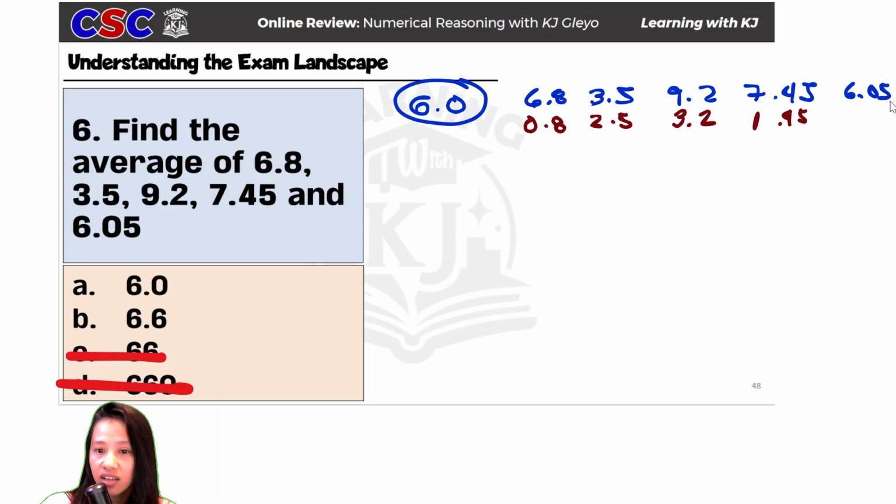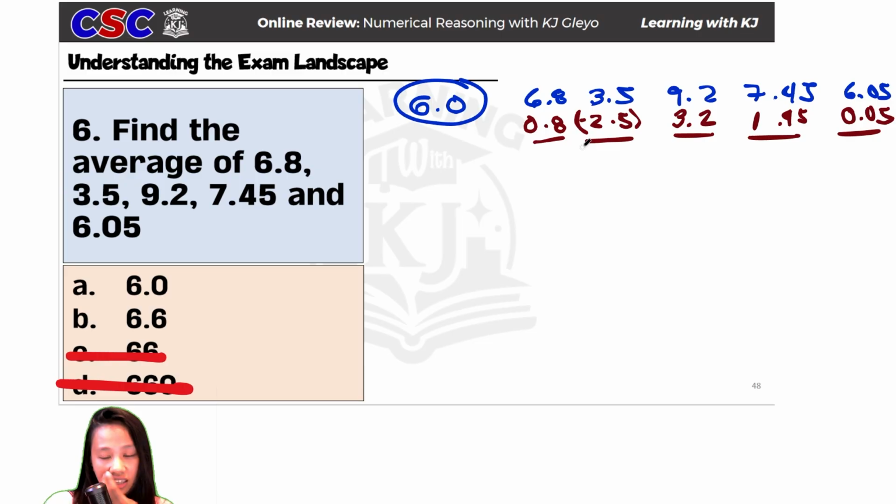And we have the next one. Ito naman siya, be careful with the 0.5. Okay, 0.5. Ito yung mga sobra. Ang 3.5 pala, kasi nga mas malaki yung 6, yung minus mo, this will become negative. Okay, lagyan ko lang ng parenthesis para separate siya. So, we have 0.8 as the first number. We have 2.5, negative 2.5, 3.1, 1.45, and 0.05.